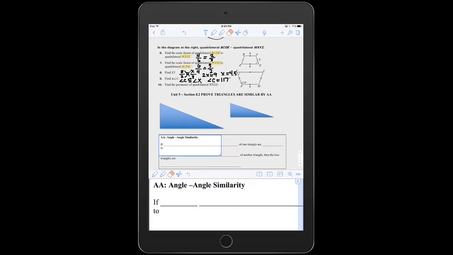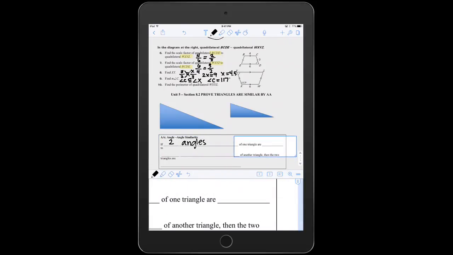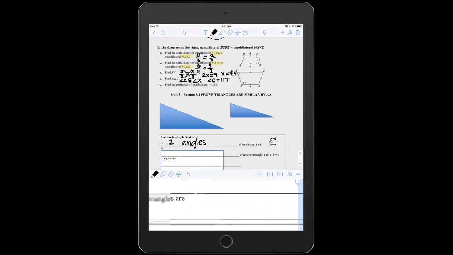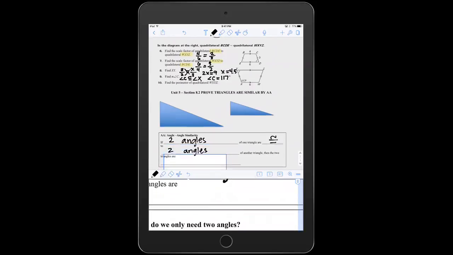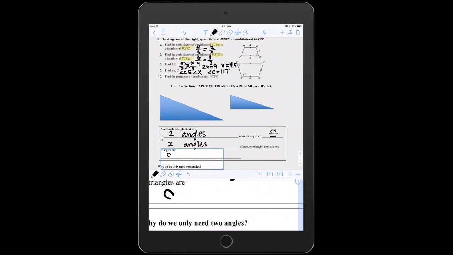And basically what this theorem says is if two angles of one triangle are congruent to two angles of another triangle, then the two triangles are similar.